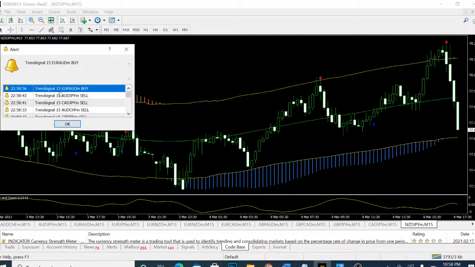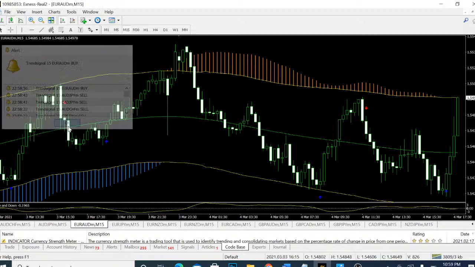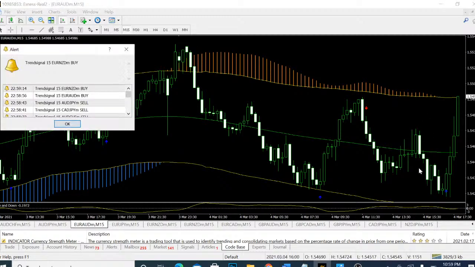Okay, the next signal that I have received is Euro AUD buy. So going to the Euro AUD chart, you can see the buy signal appeared, the market is pumping up. However, there is a lot of volatility in the market right now. It is a clear picture that there is some news going on, that's why the market is pumping up.